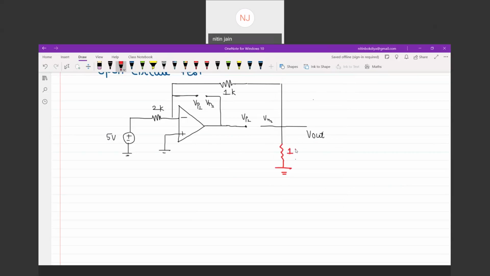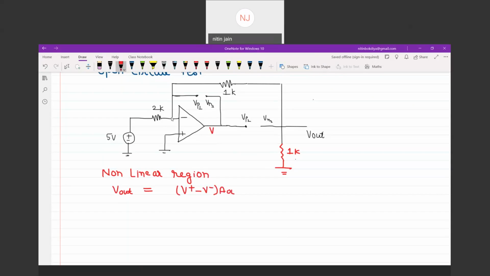This is 1K resistance. Now this circuit doesn't have any negative feedback, so this is working in the non-linear region. If this circuit is working in the non-linear region, I can say V out, I am talking about the output of the op-amp, is given by V plus minus V minus into A of open loop gain.